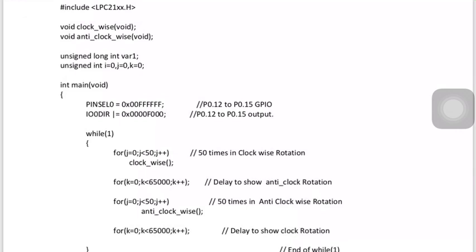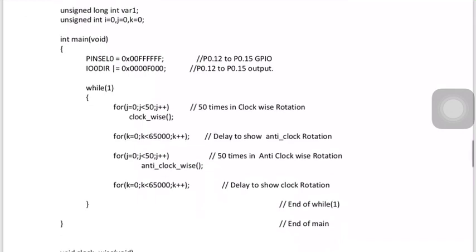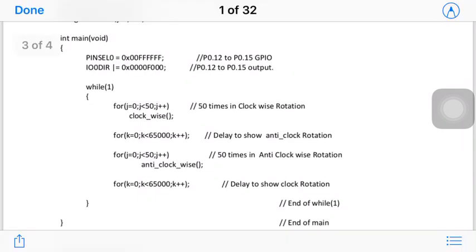Because the other bits 0, 1, 2, 3, 4 are not going to be affected if their value is already 1. So just simply understand, or means it keeps the previous content of IODIR as it is, and only affects 12, 13, 14, 15. Okay, then I'm calling while 1.